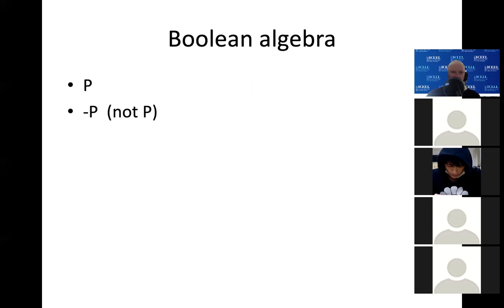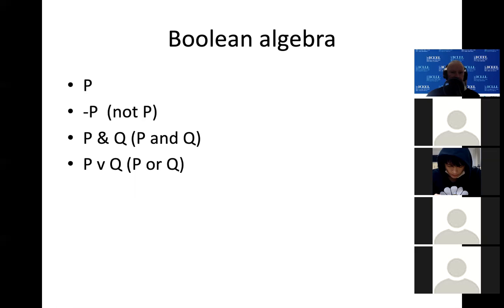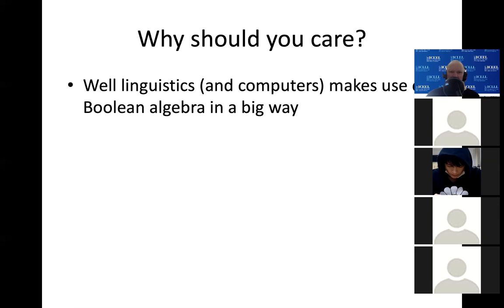P, not P, P and Q, P or Q. So, why should you care? I suppose, well, basically, the thing is that linguistics, semantics, formal semantics, and computers are making use of Boolean algebra in a big way. They're using this system of ones and zeros, ons and offs, true and false, as a way of translating, I suppose, natural language into an artificial language.